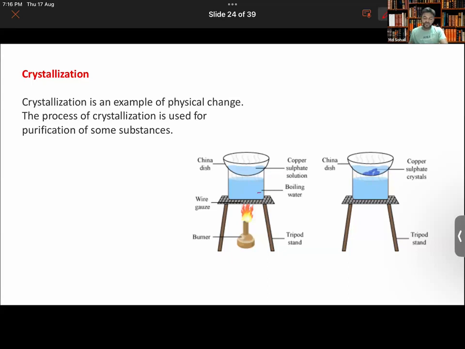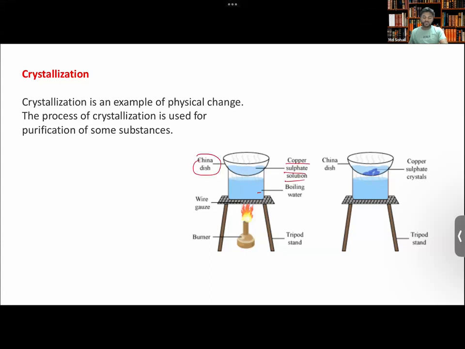You have got some boiling water, and in this china dish you have taken some copper sulfate solution. You will boil it for a while and then allow it to cool. After some time, you will get copper sulfate crystals in this china dish. Seems quite simple, right? That is the process of obtaining crystals from an impure solid or liquid state. Is this clear to both of you? Yes, sir. So it is basically the technique that purifies seawater or separates crystals from impure samples.